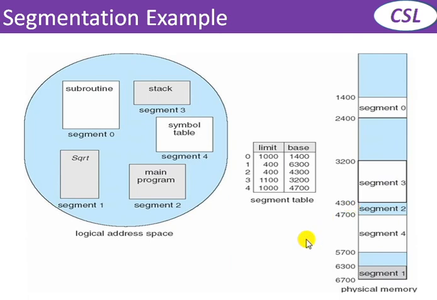That is the concept in segmentation. Totally, our program is divided into a number of logical units called segments, each of a different size. These segments fit into the frames of the physical memory, and the mapping happens using the segment table available in the physical memory. The segment table consists of two fields: one is the limit value and the other is the base value for every segment number. So this is the concept of segmentation.